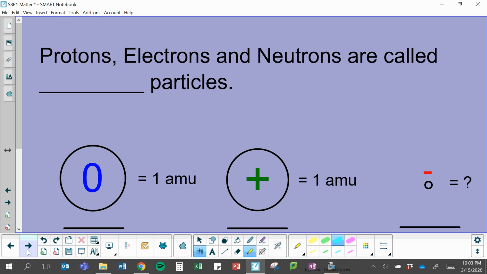Okay, so protons, electrons, and neutrons are also called subatomic particles. And so see if you can label which one is which. So here we have our large things with zero charge or neutral charge are our neutrons. We have large mass and a positive is our protons. And then our small negatively charged are our electrons.